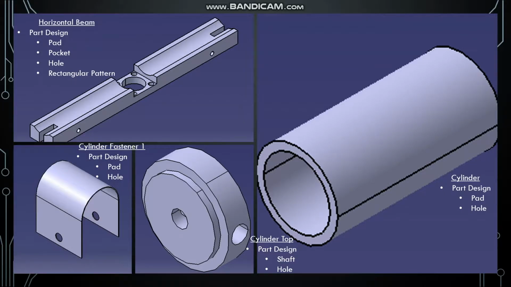Here you can see the horizontal beam made in the part design workbench that utilized the pad, pocket, hole, and rectangular pattern tools. The cylinder fastener made in part design workbench used pad and hole tools. The cylinder top made in part design was created using the shaft and hole tools, and the cylinder was made in part design as well, which utilized pad and hole tools.